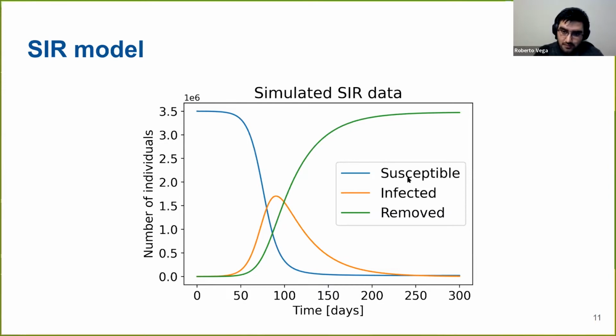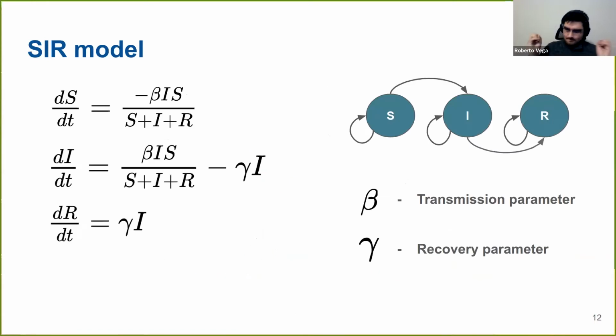Now, as you can see, this model is actually simple because you can only describe one wave of infections. You cannot describe multiple waves. But we will get to that point a little bit later. So that was the SIR model. And remember, the important parameters are beta and gamma, the transmission parameter and the recovery parameter.